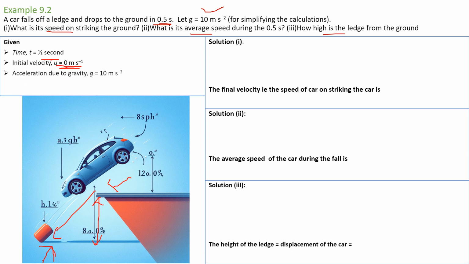And what is acceleration due to gravity? See, it's given to you. Acceleration due to gravity is plus 10 meter per second square. The actual value we calculated just now is 9.81 meter per second square.